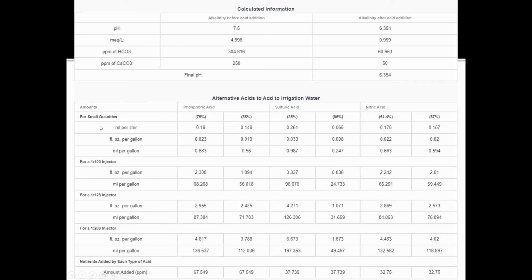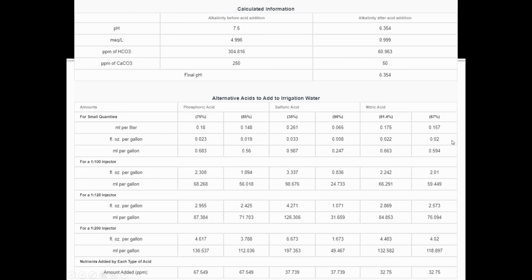It gives you, if you're going to make small quantities, how many milliliters or how many ounces you need per gallon of water of each acid. And it's going to tell you how much to add for each one of them. So this is a really nice tool. Or if you're using an injector, how much you need if you want to set that injector in line.